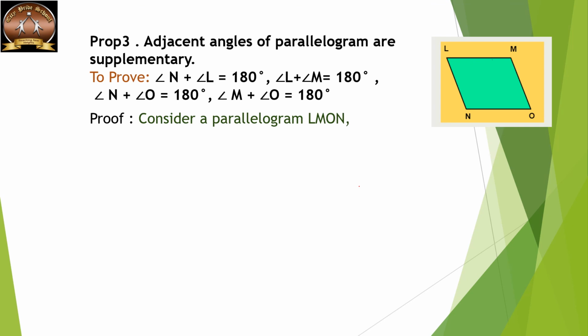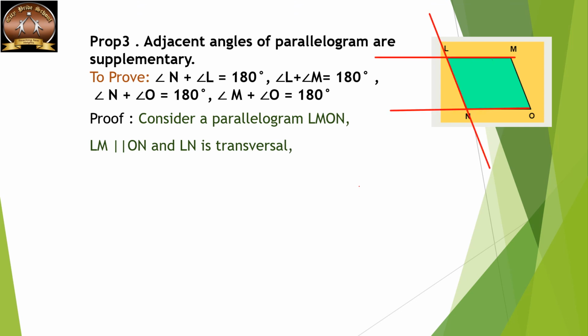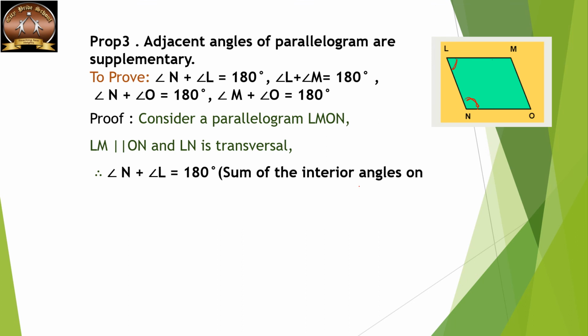Now very clearly we can see that LM is parallel to ON and LN we will take as a transversal here. So if you see, these are interior angles in this case, and interior angles on the same side of the transversal are supplementary, that is 180 degrees. So directly we get our result that angle N plus angle L is equal to 180 degrees. What is the reason? Sum of the interior angles on the same side of a transversal is 180 degrees. So here we get a result, and hence we have proved it very easily.